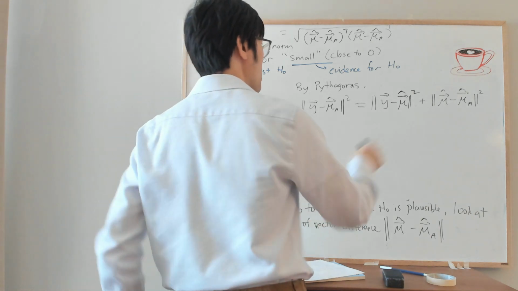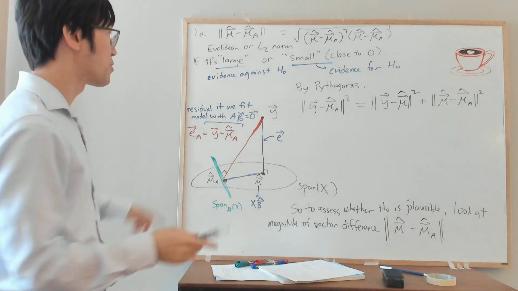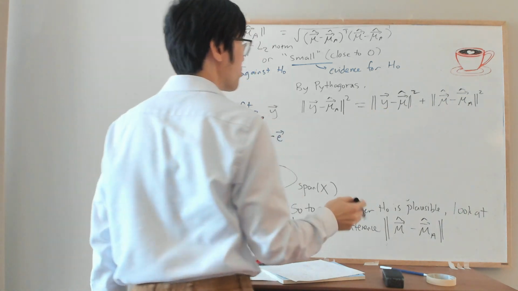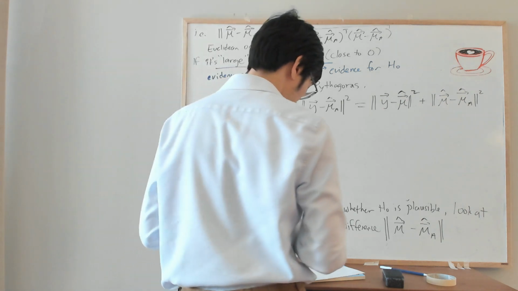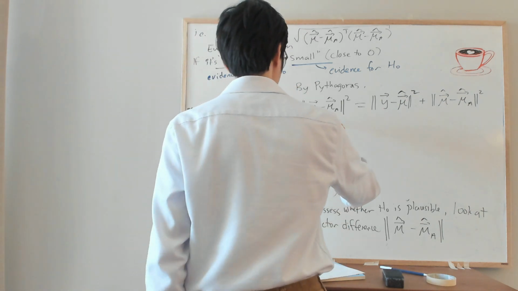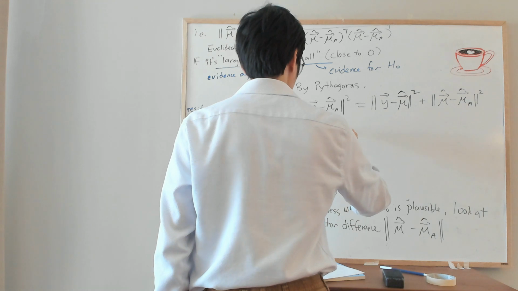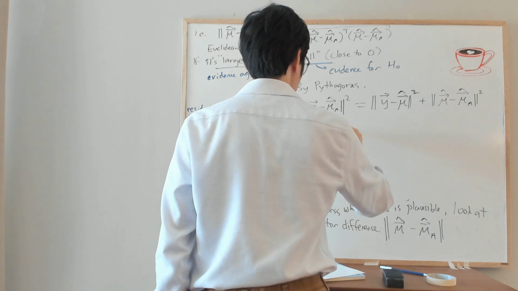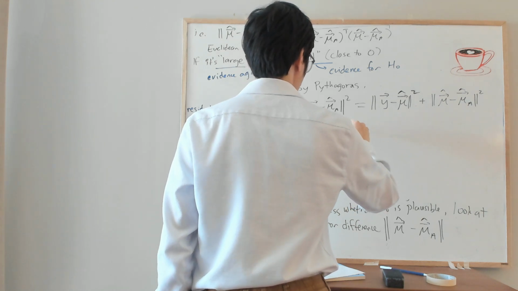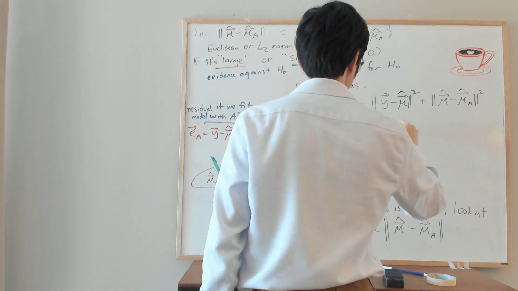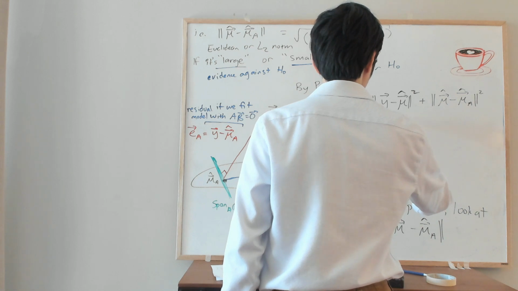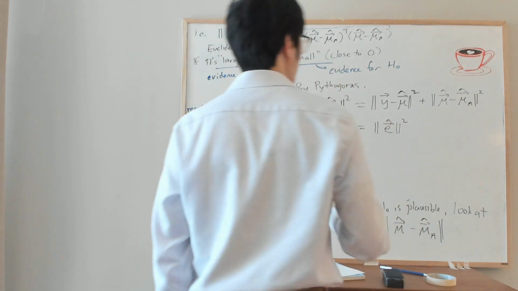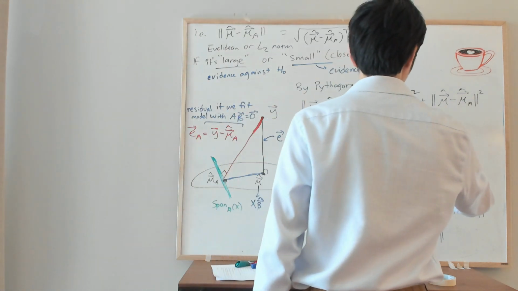Okay, and so let's substitute some of the things we defined here. So we know that this one is the residuals. In other words, we're saying equivalently that the residuals under the reduced model is equal to the magnitude of residuals in the full model, and then plus this term.